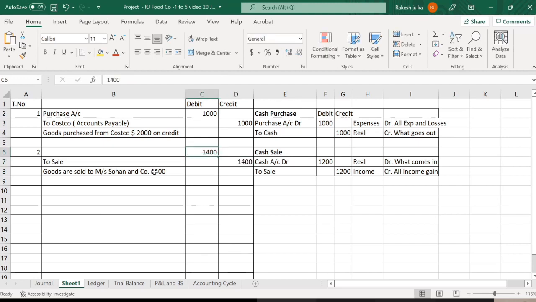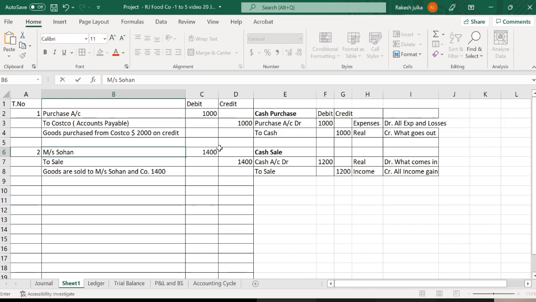So for this, here I have not received the money. It means I cannot write cash. I cannot write bank. I have not received cash. So what should I write? I should write the name of the party, name of the company, name of the person.